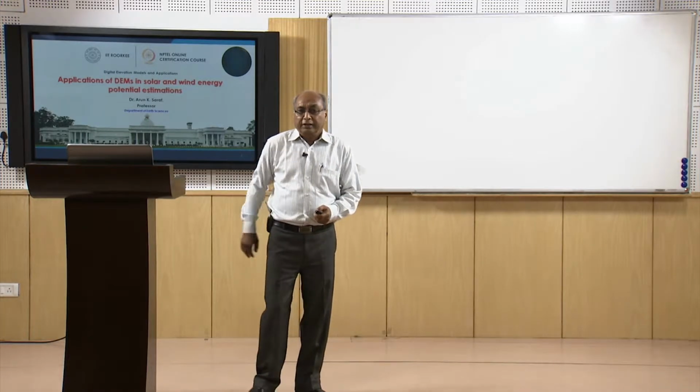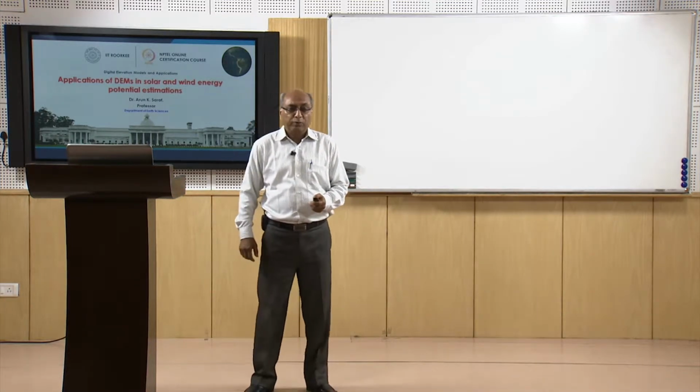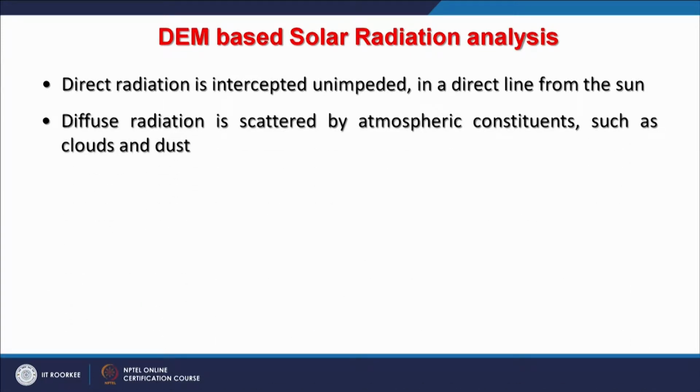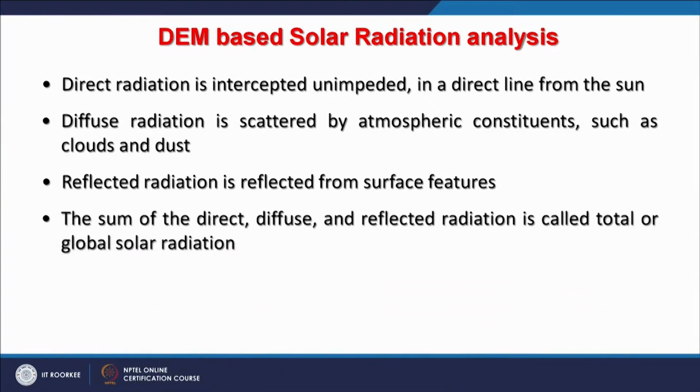But the estimations which we are going to make about solar radiation or solar energy may combine the entire, complete insolation, all three components. As we know, direct radiation is intercepted unimpeded in a direct line from the sun, that is, the direct sunlight. Diffuse radiation is scattered by atmospheric constituents, such as clouds or dust or other materials present in the atmosphere. Some gases can also diffuse the radiation, whereas reflected radiation is from the surface features, and especially this reflected radiation we get in a hilly terrain or areas which have taller buildings.